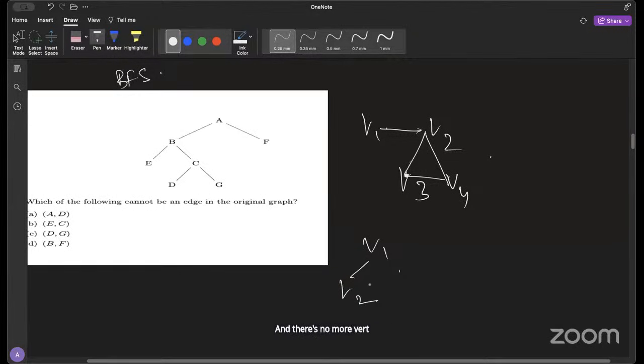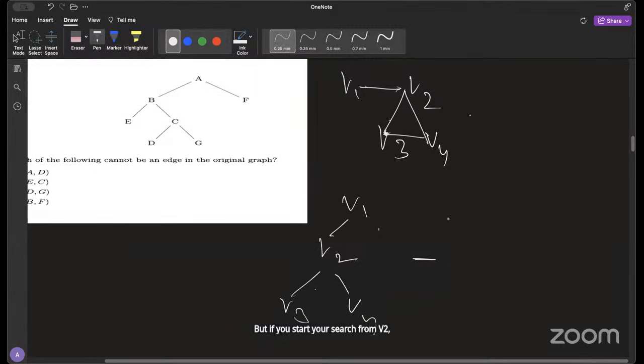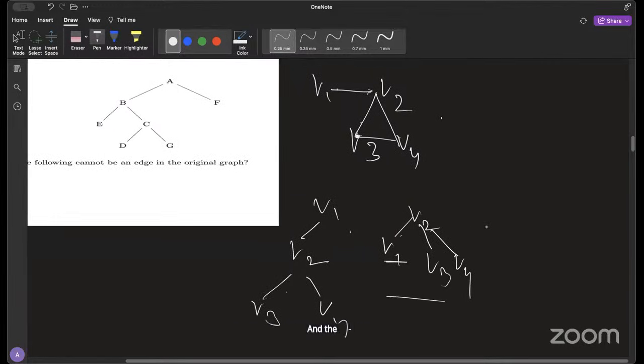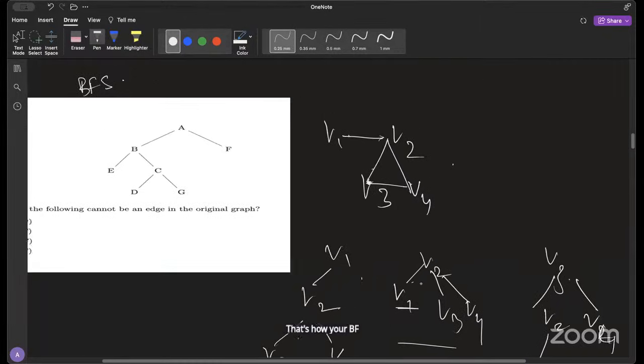There are no more vertices directly connected to V1, so we're done for this level. Then for the next level, you scan V2, and there are 2 directly connected to it. So this will be V3 and V4. But if you start your search from V2, then it will be different. From V2, you will have V1, V3, and V4 all on the same level, and the search ends on this level only. Now, if you start it from V3, then you will have V2 and V4 on your first level, and then here you will have V1. That's how your BFS search works.